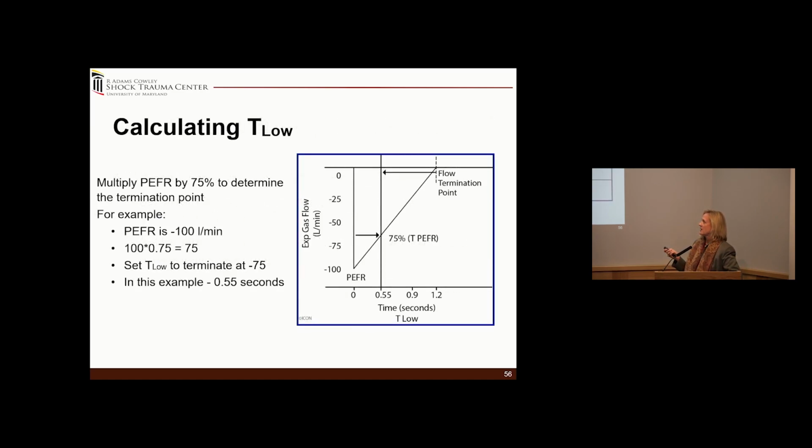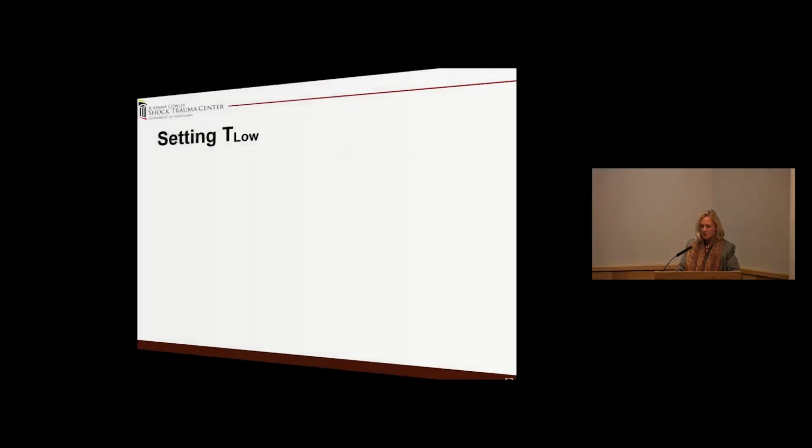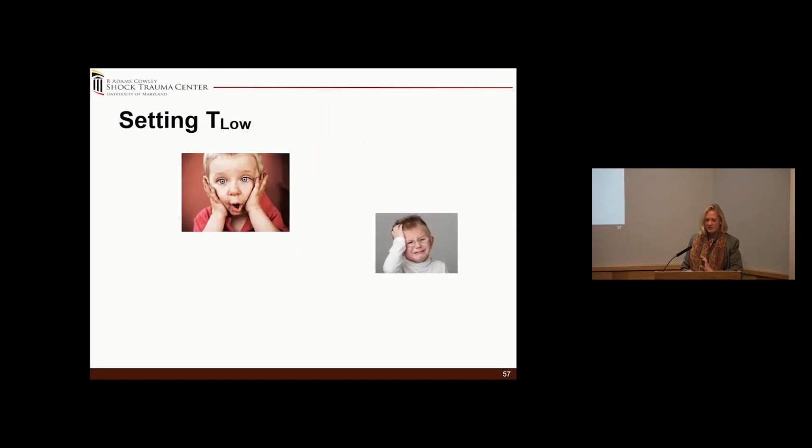So how do we calculate the T-low? Again, an easy formula. The peak expiratory flow rate in this example is minus 100 liters. We take that and multiply it by 0.75. Our goal is to find the T-low terminating at 75 liters. Right here, it's a little high on the diagram, so that's where we want to set the T-low, to 75% of that number.